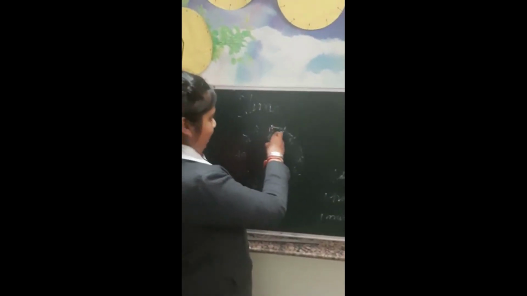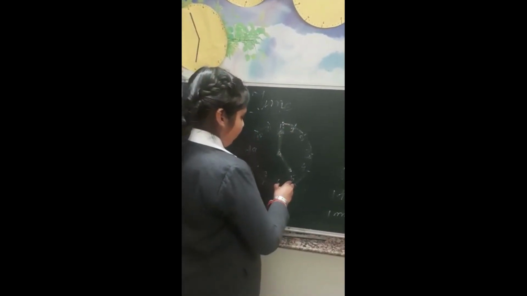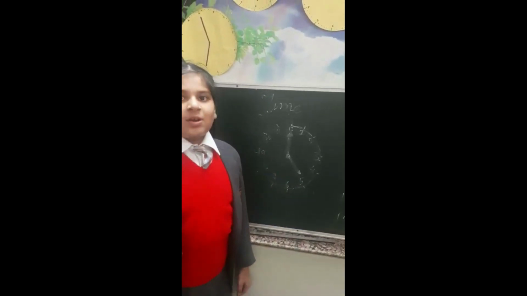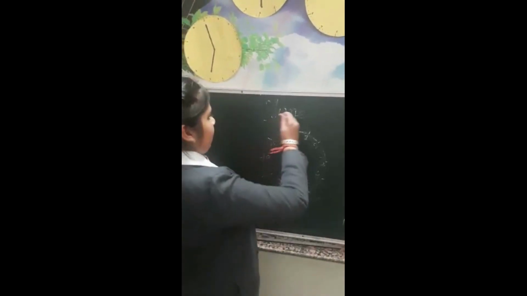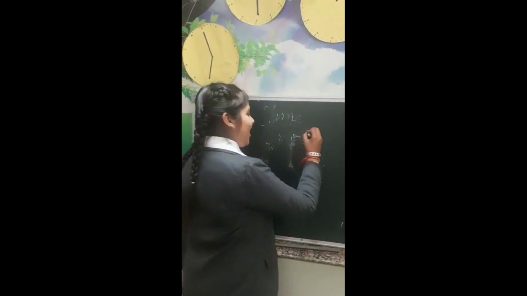Now start example. Minute hand is on 12 and hour hand is on 5. Now the time is 5 o'clock. 5 ones are 5.